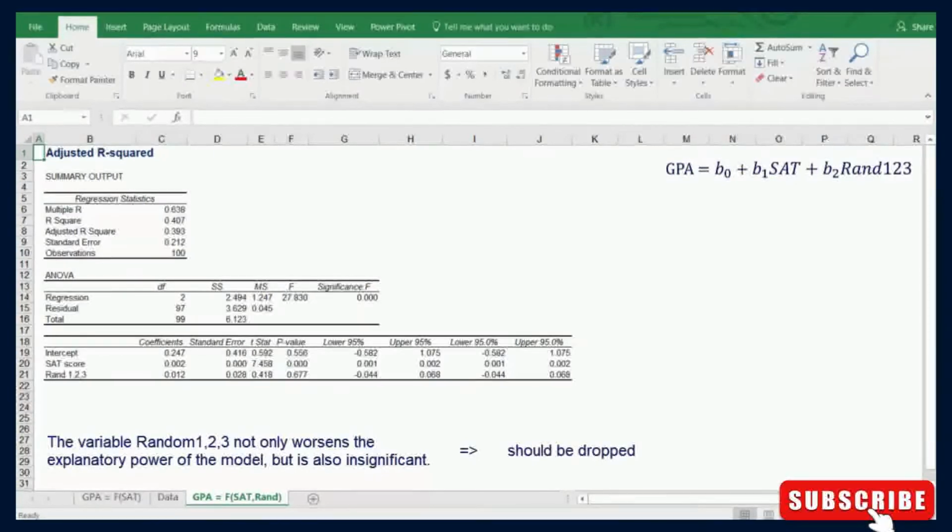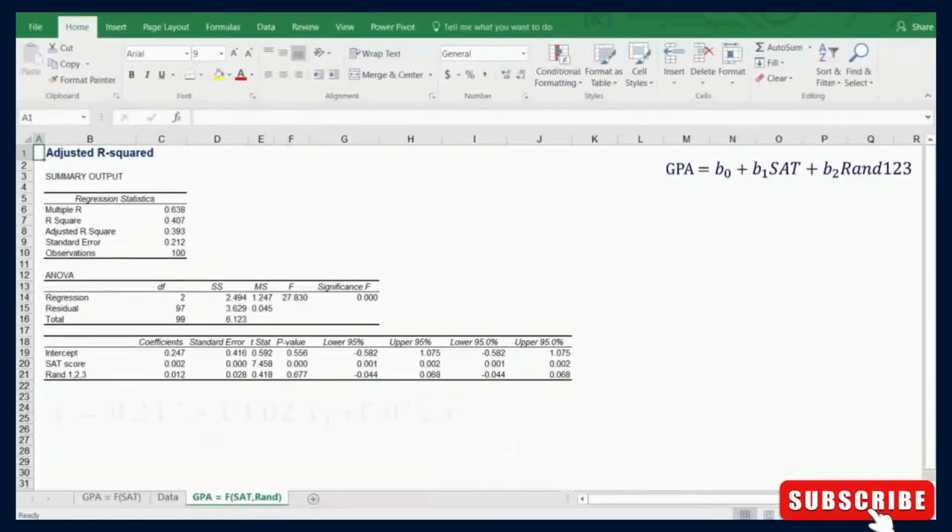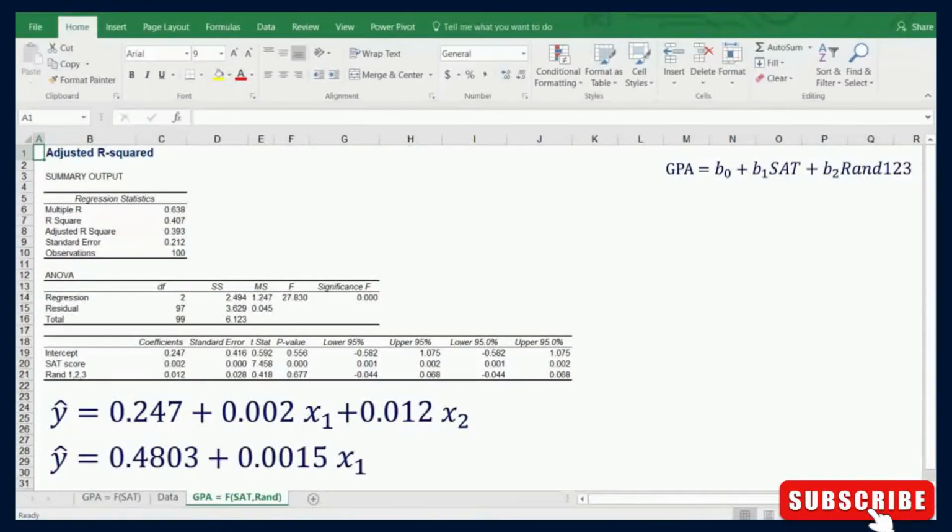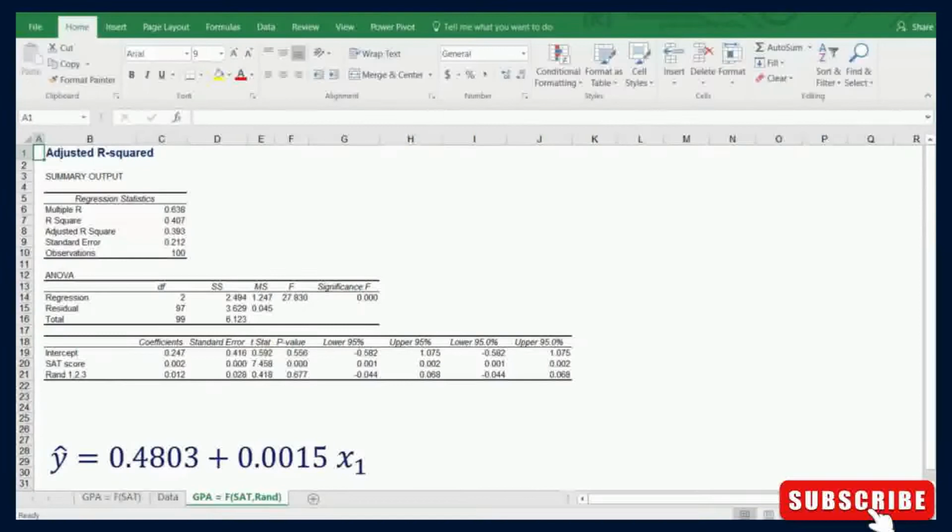Dropping useless variables is important. You can see the original model changed from y hat equals 0.247 plus 0.002 times x1 plus 0.012 times x2 to y hat equals 0.4803 plus 0.0015 times x1. The choice of the third variable drastically affected our other predictors. Whenever you have one variable ruining the model, you should not use this model altogether, because the bias of this variable is reflected into the coefficients of the other variables. The correct approach is to remove it from the regression and run a new one, omitting the problematic predictor.